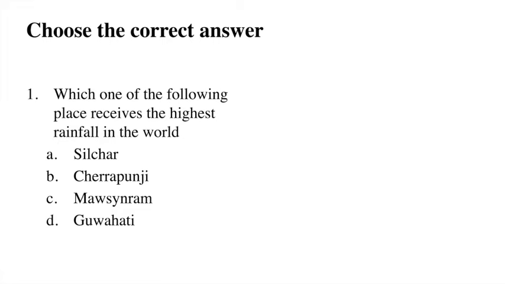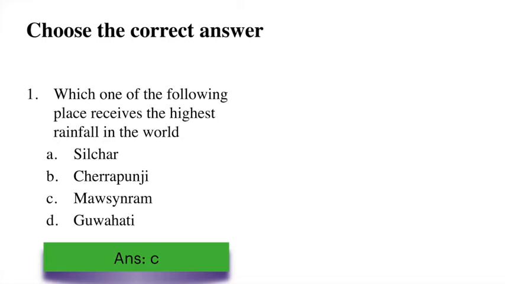Of these four options, Silchar and Guwahati are in Assam. Cherrapunji and Mawsynram are in Meghalaya. Of these four options, option C is the right answer. Mawsynram is the highest rainfall receiving place in the world. It receives about 600 cm annually. It is located on the southern slopes of Khasi Hills in Meghalaya.